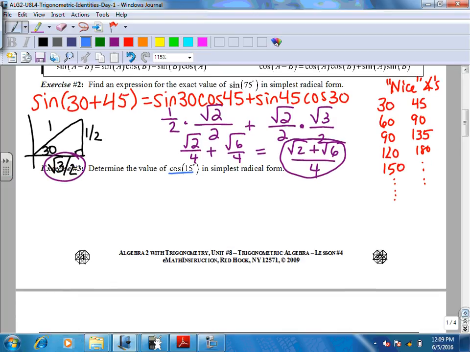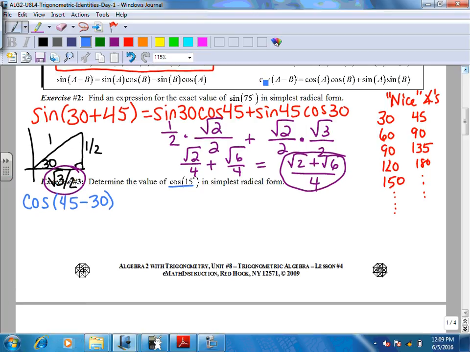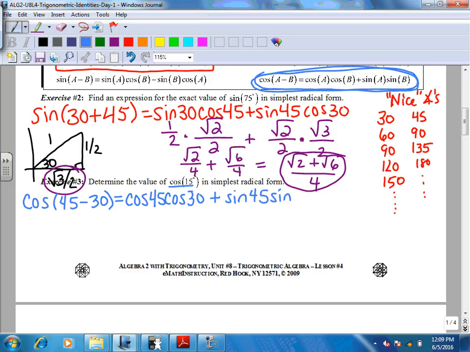Well, that's going to require us to still use 45 and 30, but now we have to do cosine of 45 degrees minus 30 degrees to get 15 degrees. Okay. So now this is matching up with this formula here, cosine of a minus b. So let's match that up with what it's equal to. Cosine of a, cosine 45, cosine of b, cosine 30, plus sine of a, sine of b. And we already found all these values up above.